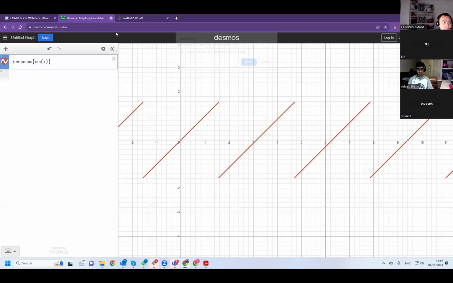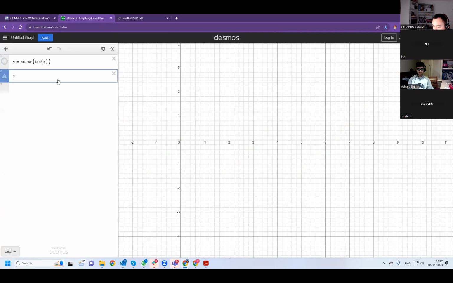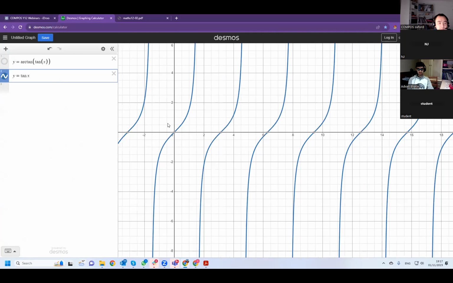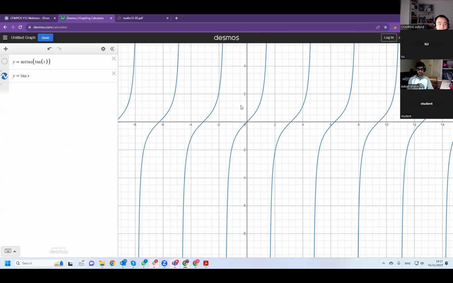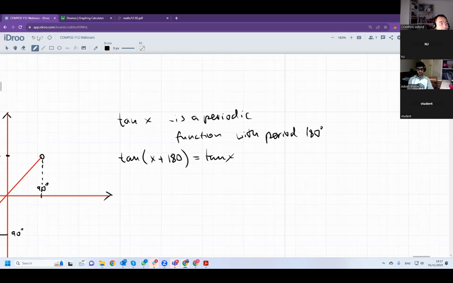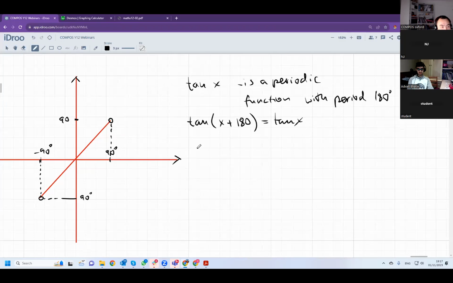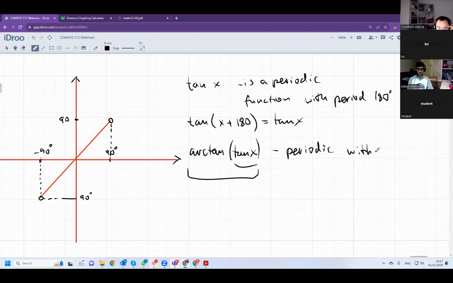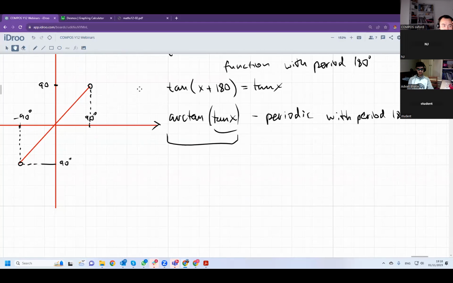It's very, very easy to confirm. If you draw y equals tan x, you see it repeats itself every 180 degrees. This is how the graph of tan x looks. That means that arctan of tan x, because if tan x repeats, then the whole thing repeats as well, is periodic with period 180 degrees.